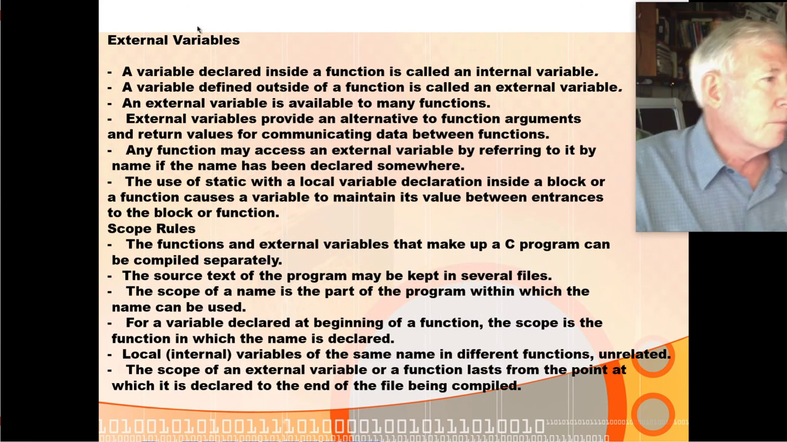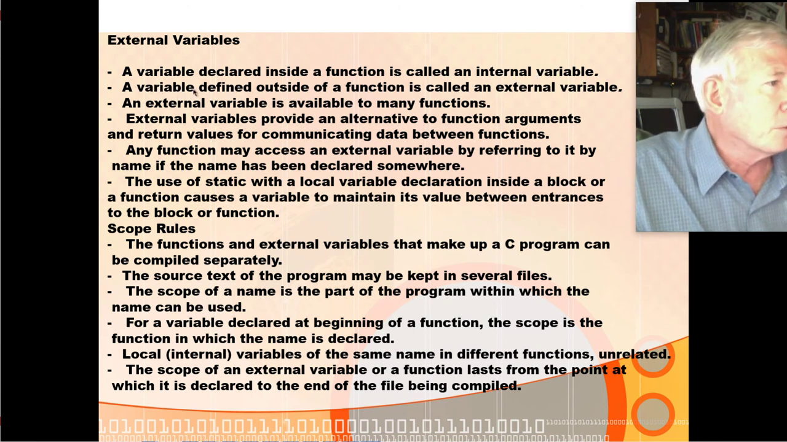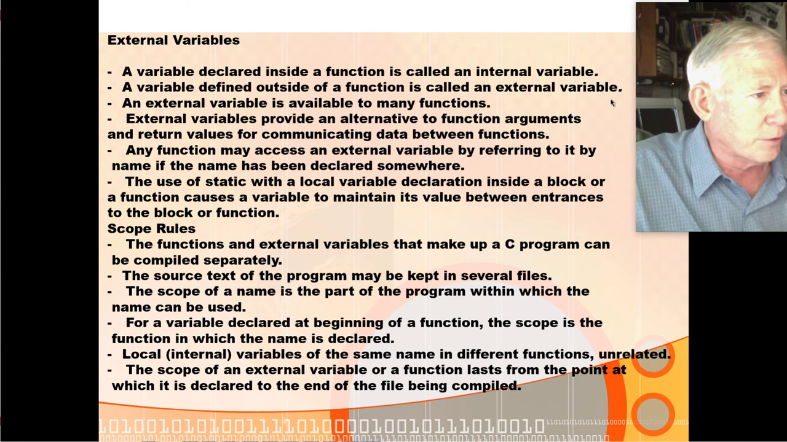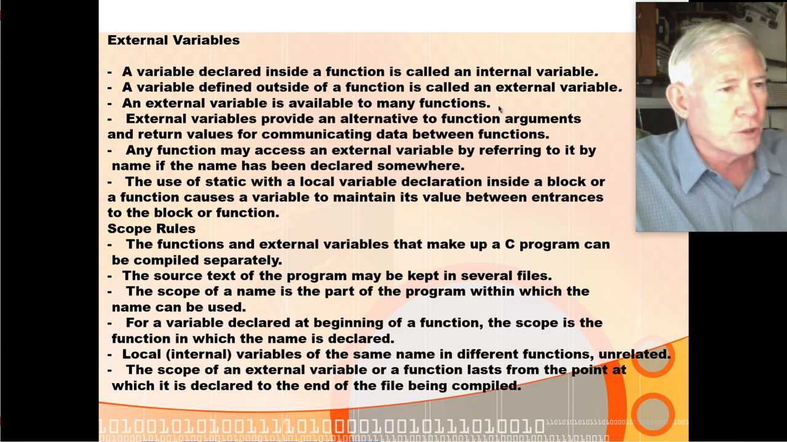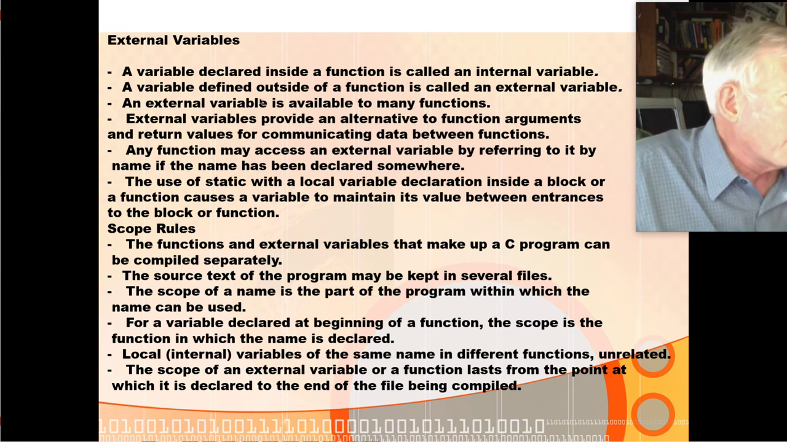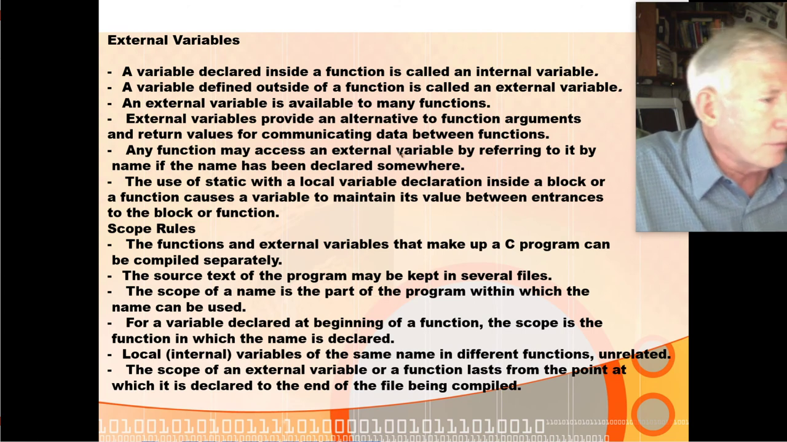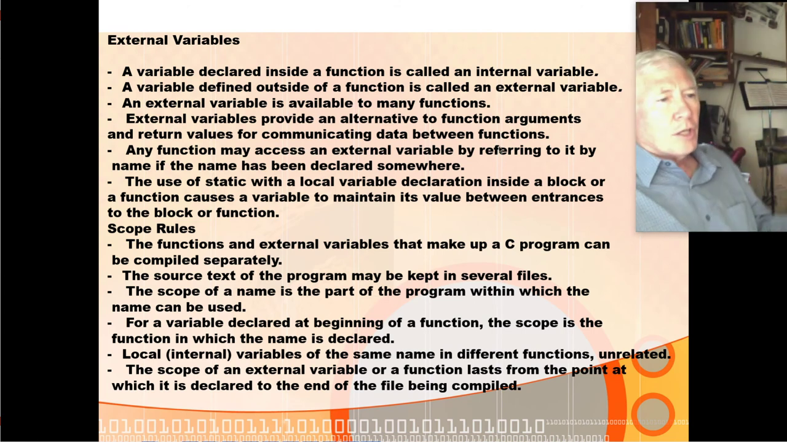All right, so an external variable. A variable defined inside a function is called an internal variable. A variable defined outside of a function is called an external variable. An external variable is available to essentially all the functions in that same program, in that same file anyway. External variables provide an alternative to function arguments and return values, and they also allow different functions which don't call each other to communicate between them.